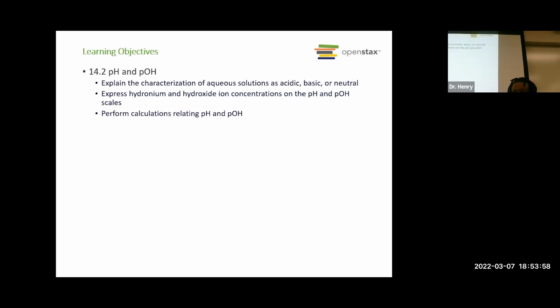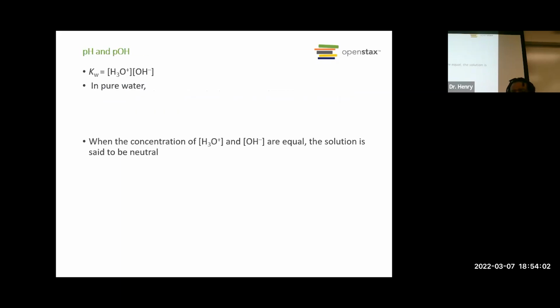Okay. So let me see if I can show you how that works. We already talked about the autoionization and how it plays its part. And then we said that when the concentration of the hydronium ion and hydroxide ion are equal, the solution is said to be neutral, which is at a pH of 7.